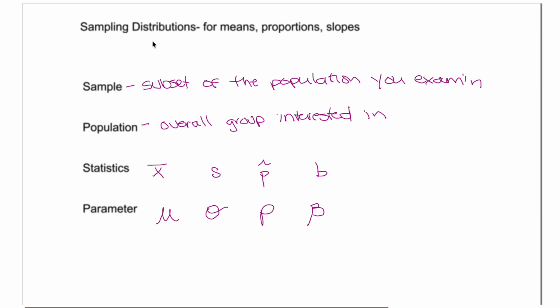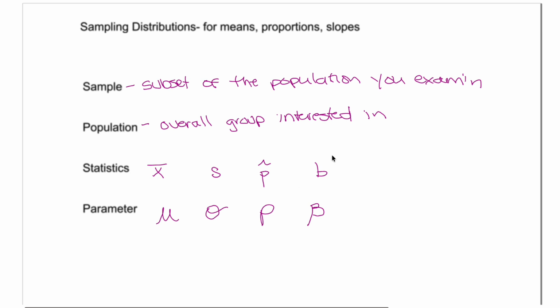And I bet there definitely will be a bunch of multiple choice questions and free response questions asking you something related to sampling distributions. Let's go over some key vocabulary first. Sample means subset of the population you're examining. Population means overall group interested in.